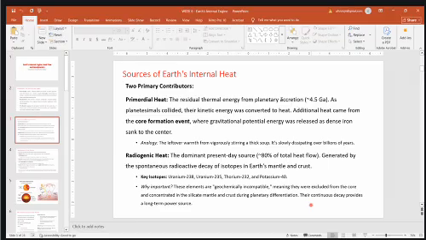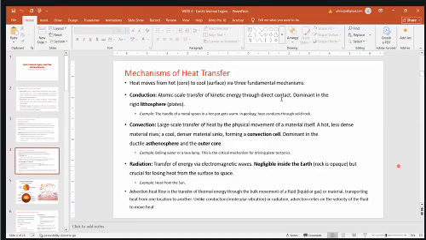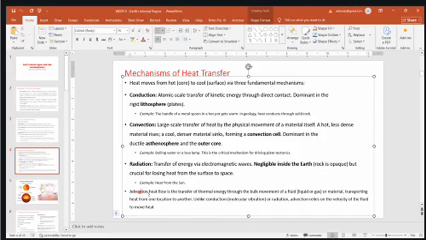So, mechanisms of heat transfer. Basically, we have conduction, convection, and radiation. There could also be what we call advection. But mainly we have these.